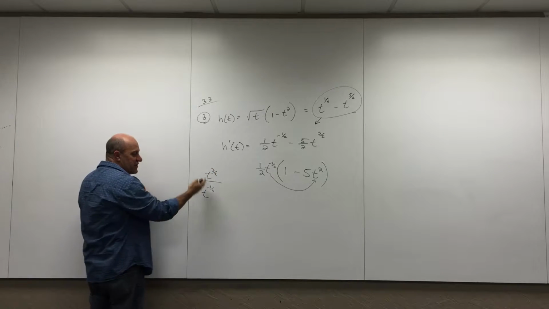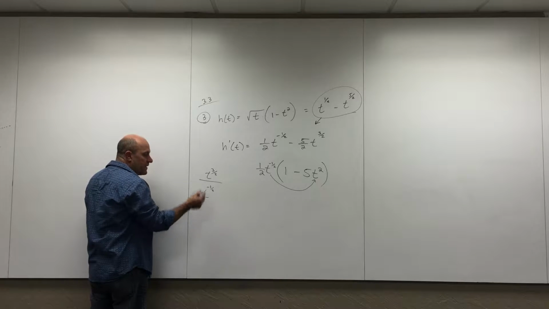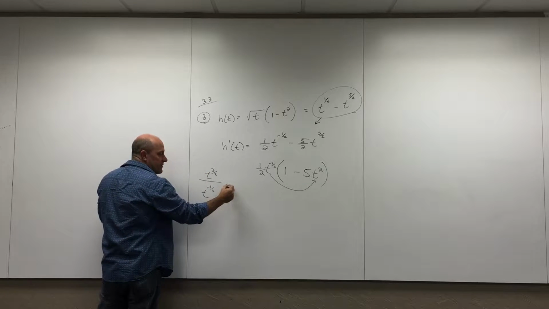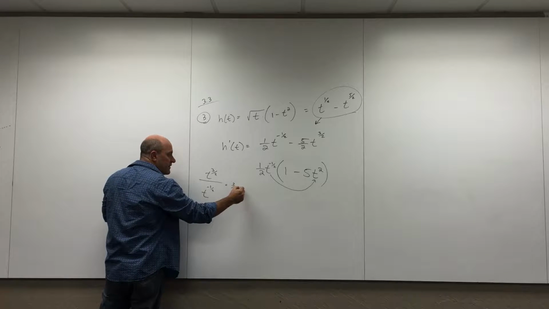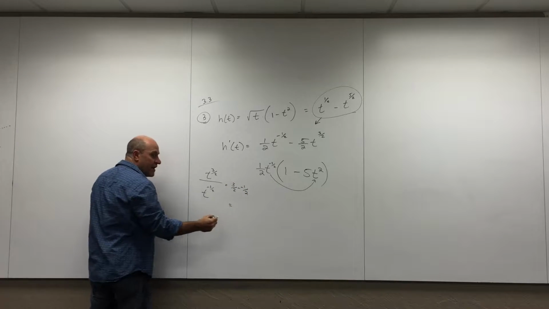Factoring this out means you divided by it, which means you subtract exponents. I mean, this is hard to explain all this stuff. You guys should appreciate this.